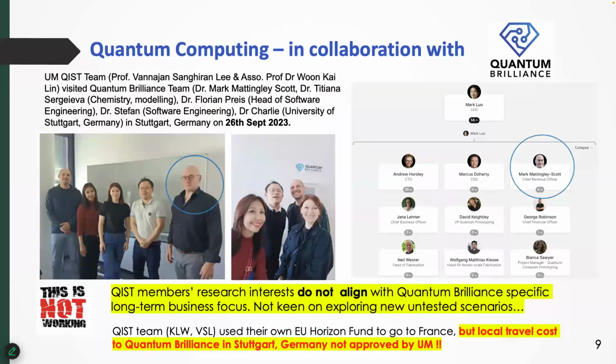Okay, this is Marx. Then we discuss, and then I go to Stuttgart in order to see the lab. The lab is a semiconductor lab. This one is with another company called Quantum Billions. They have branches in Singapore, Australia, and Germany. So I visited their lab.